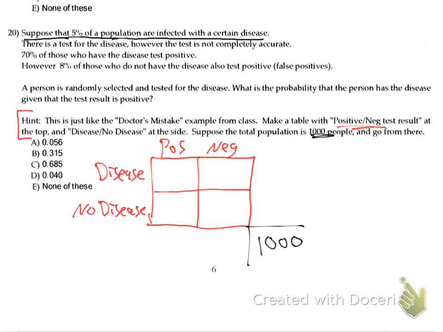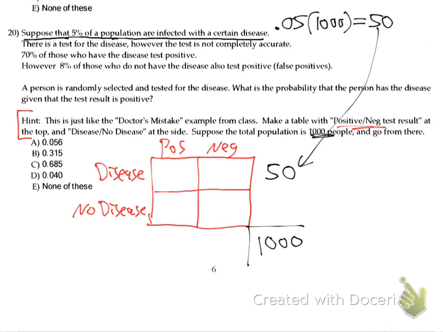So what do I do with that? We multiply times 0.05. 0.05 times 1,000 would be 50 people. This is the total of those having the disease. Right, and that'll go right there.